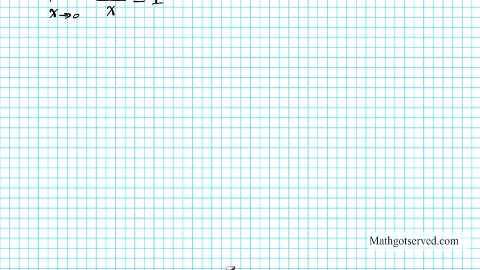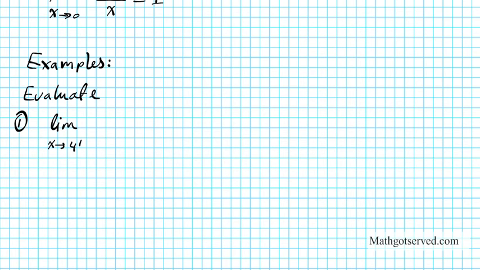For the following examples, the instructions are to evaluate. Number 1, evaluate the limit as x approaches 4 from the right of 3 over x minus 4. To do this, we plug in 4 from the right into this expression, which equals 3 over 4 from the right minus 4. You have a very small positive number, which is 0 from the right.